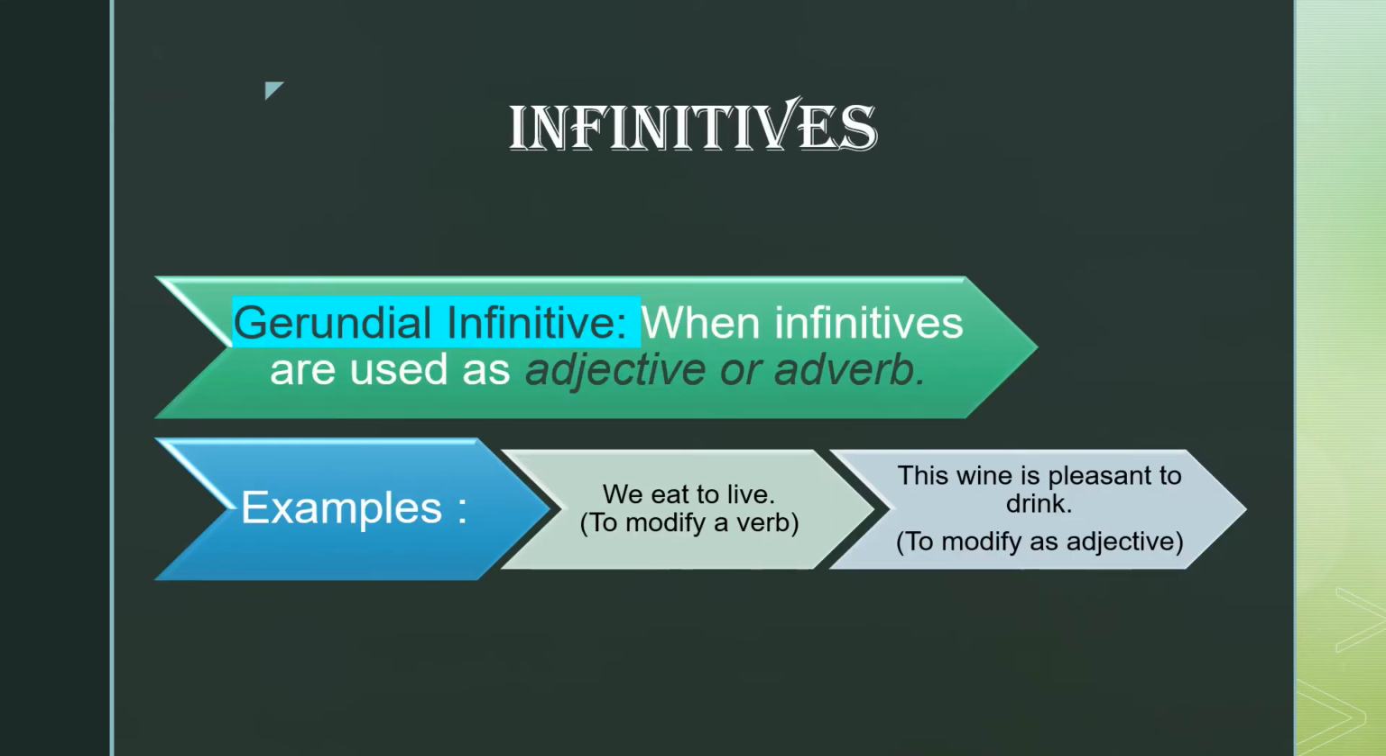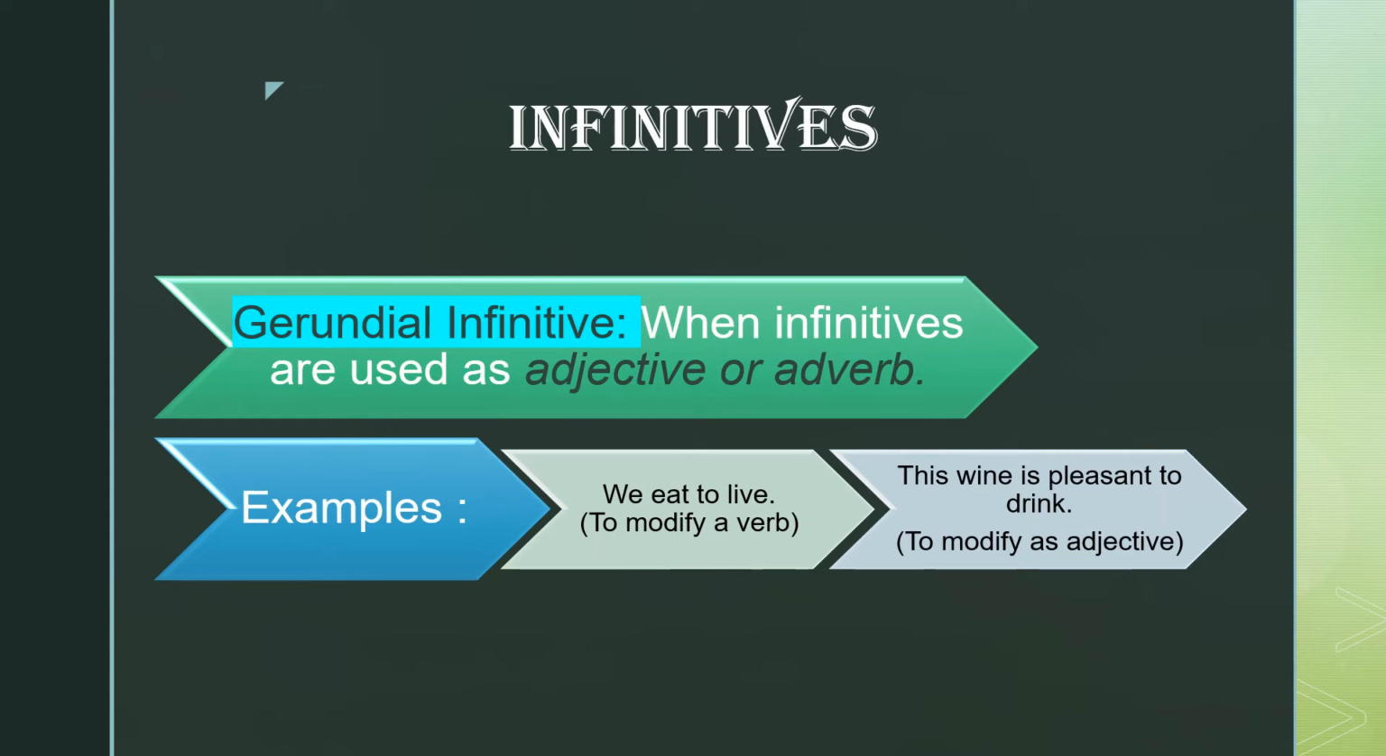The second type of infinitives are gerundial infinitives. Gerundial infinitives are those which act as either adjective or adverb. Adjective will mean they will try to give you a quality of a noun. Adverb will mean they will try to modify an adjective, a verb, or an adverb itself.